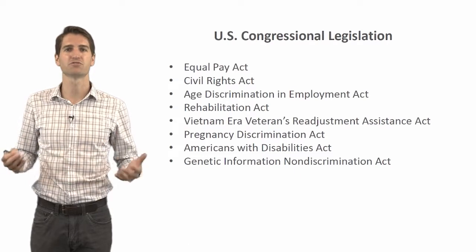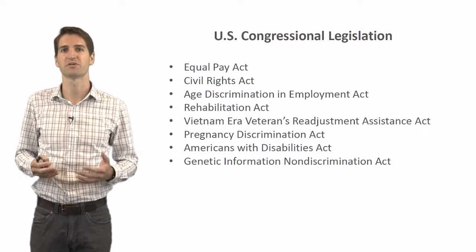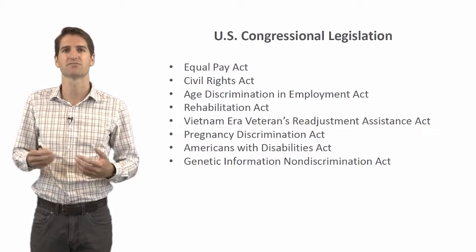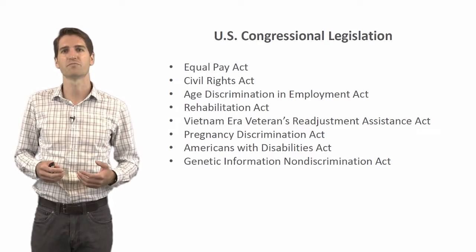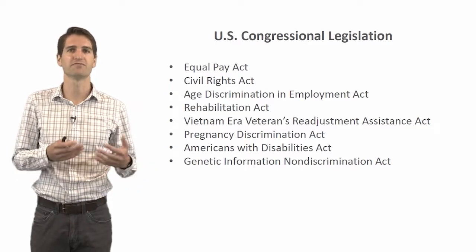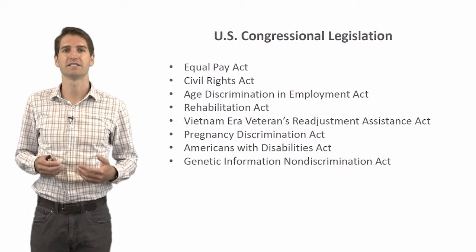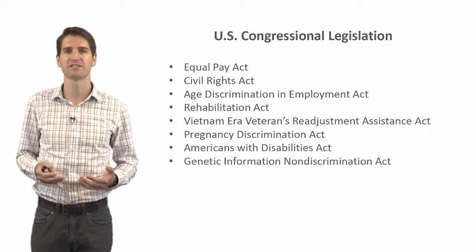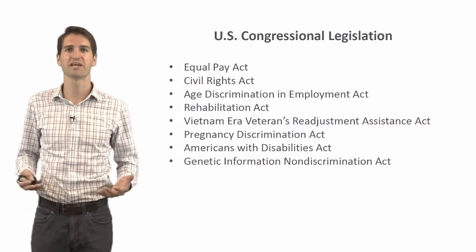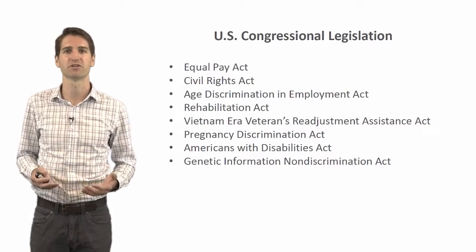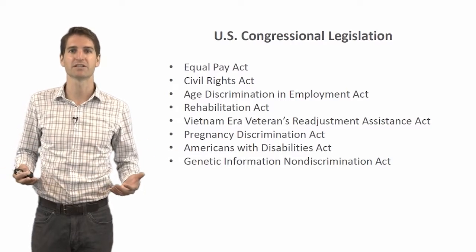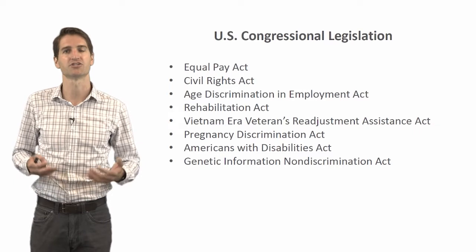In the US, there have been a number of important pieces of congressional legislation. This is not an exhaustive list, but these are some of the key pieces of legislation that have come about over the past 50 or 60 years or so. Starting in 1963, you have the Equal Pay Act, followed in 1964 by Title VII of the Civil Rights Act. Then you had the Age Discrimination in Employment Act, the Rehabilitation Act, the Vietnam-era Veterans Readjustment Assistance Act, the Pregnancy Discrimination Act, the Americans with Disabilities Act, and, more recently, the Genetic Information Nondiscrimination Act.